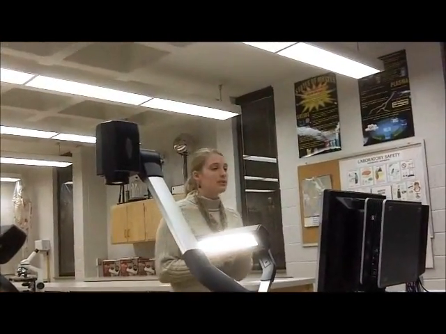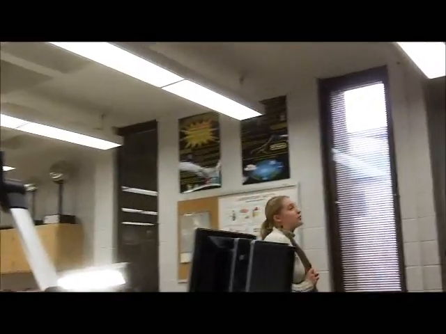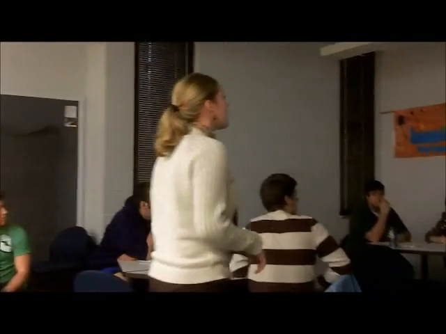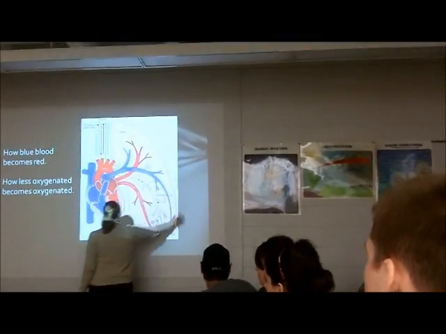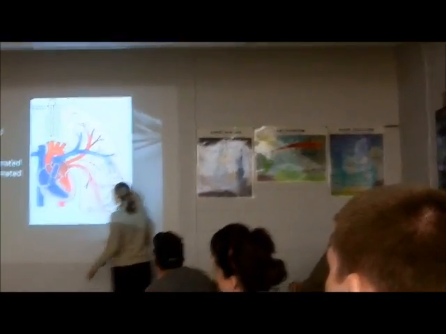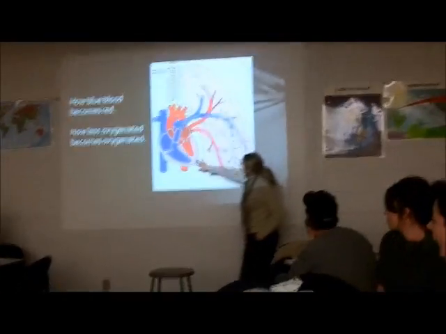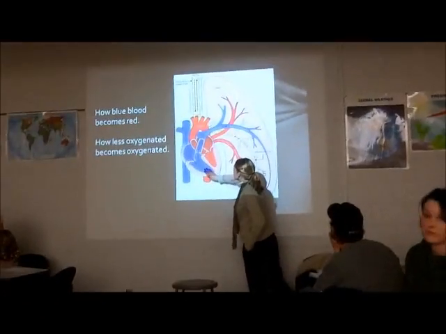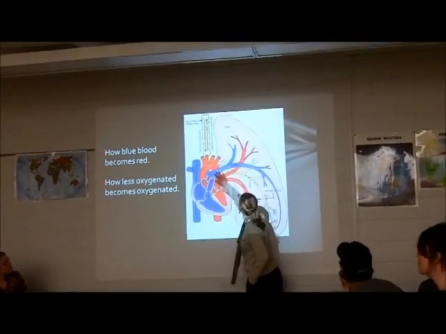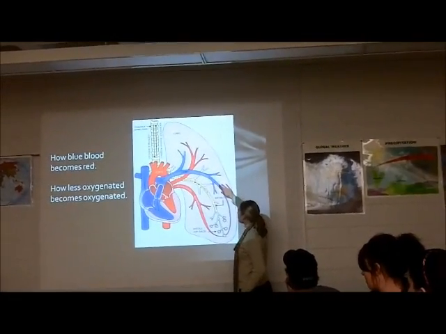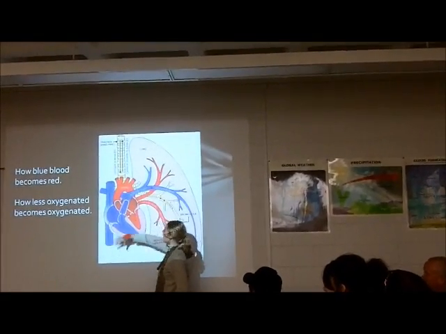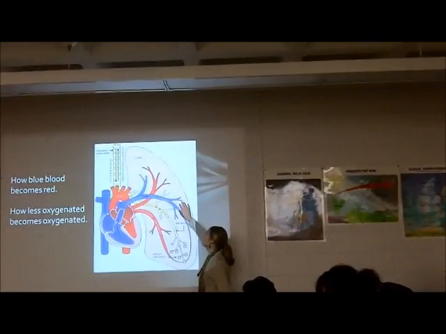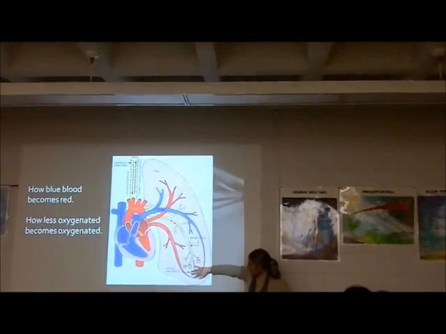Okay, so we said blue blood. How does the deoxygenated or less oxygenated blood become red, or oxygenated? So we have a big picture of a lung here. We discussed that the right ventricle is going to pump it from the heart into the lung, because that's just come from the body, the lower body, upper body, and it needs more oxygen because we've used it up. So it's going to move into the lung and come in down here.